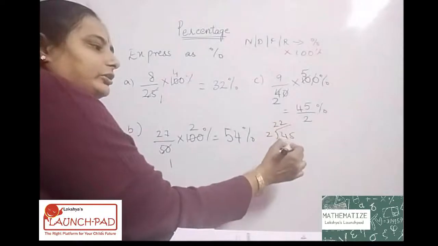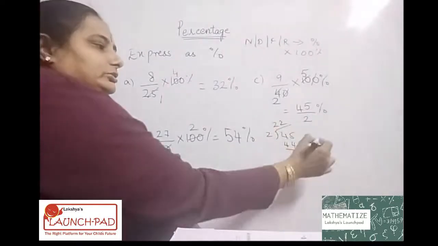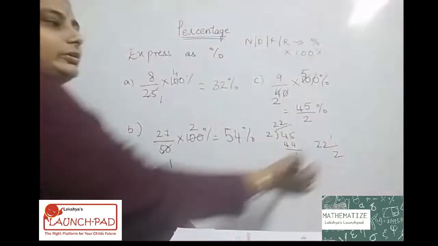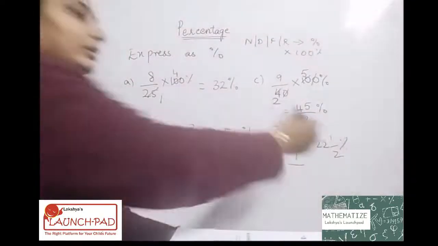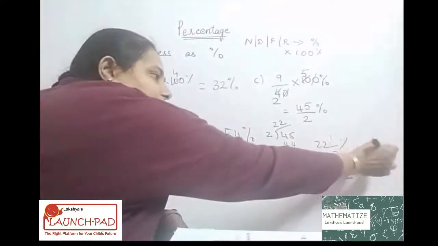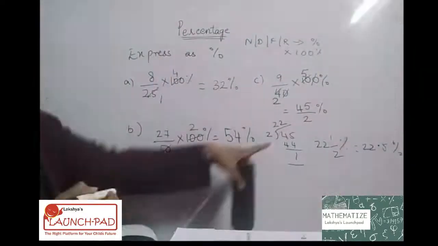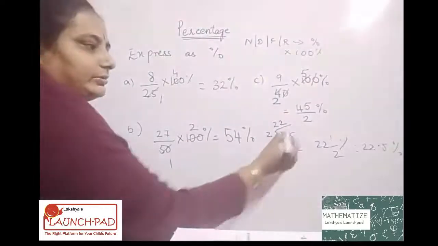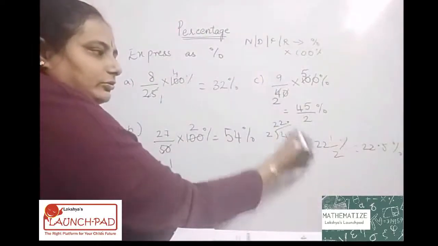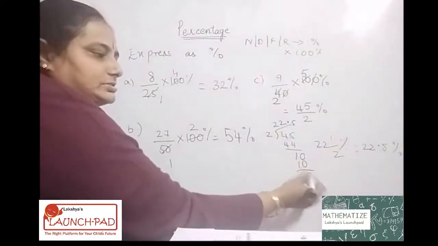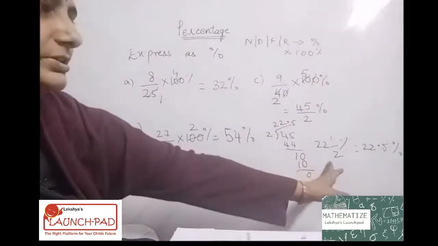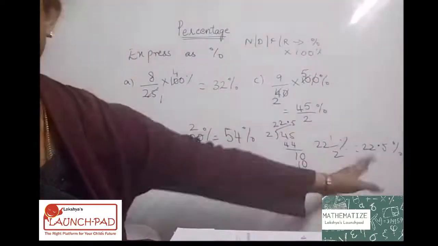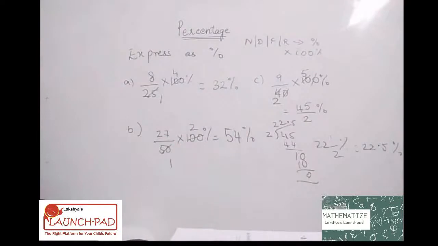22 is 44, 1. So it is 22 1/2%. You are writing it in decimal. How do you write? 22.5%. If they ask you to convert into decimal, I mean fraction percentage or a decimal percentage, you can do this. Clear? Yes, ma'am.